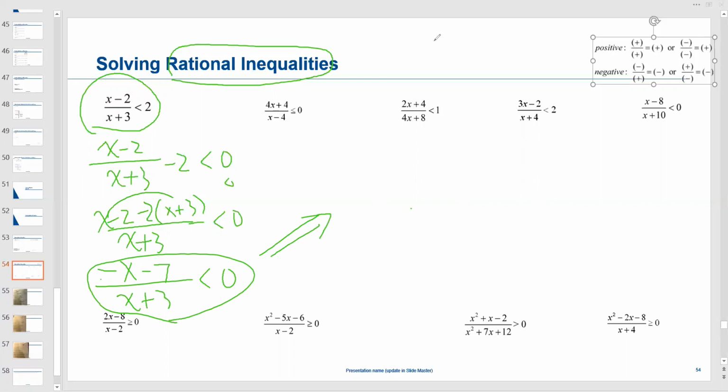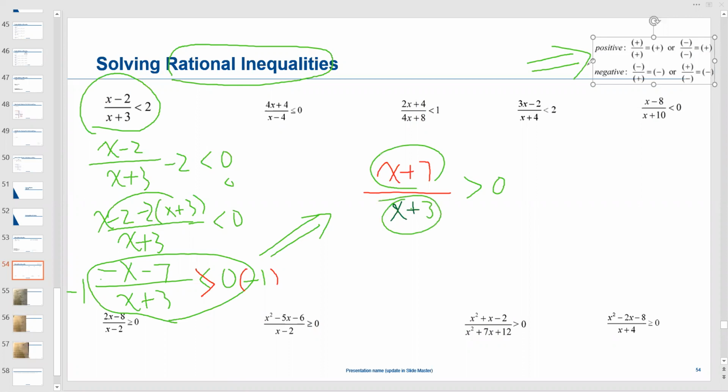All right, we can simplify even more. Both sides times minus 1. So here times minus 1, times minus 1. When they multiply by negative numbers, we need to flip the inequality sign, right? So here became x plus 7 over x plus 3 greater than 0. Just like we're saying here, this number and this number should be both positive or both negative, right?